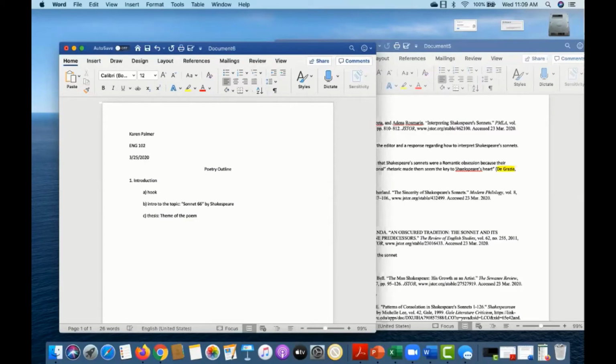What is the author trying to get across? So in this particular poem or sonnet, Shakespeare's trying to say that no matter how difficult life seems, the love of one person is enough to make life worth living, okay?